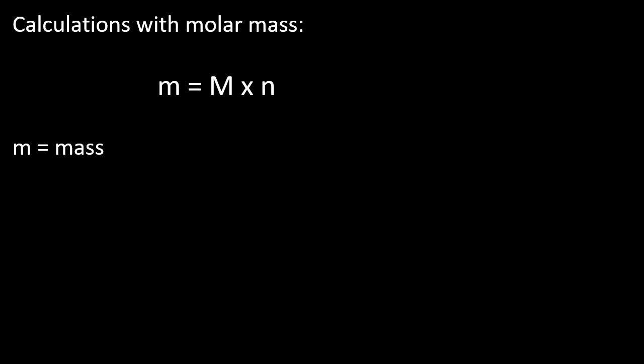So the lowercase m is the mass. That unit is in grams. The capital M is our molar mass, and this unit is grams per mole. And then we have the number of moles, which we already talked about.